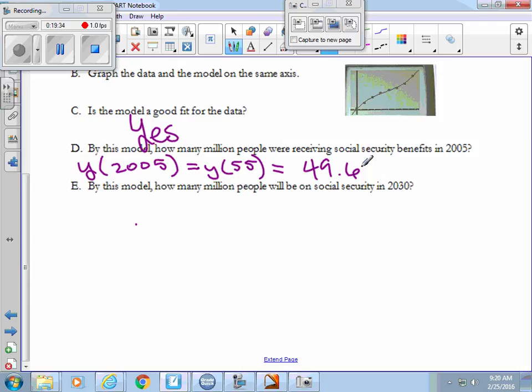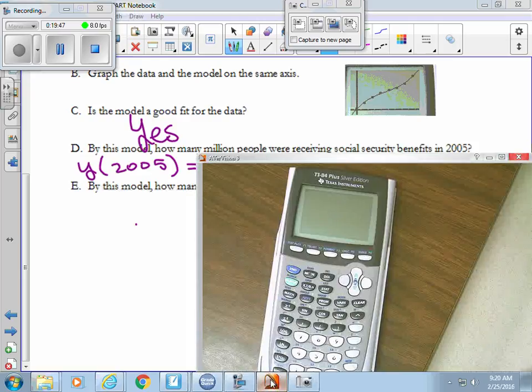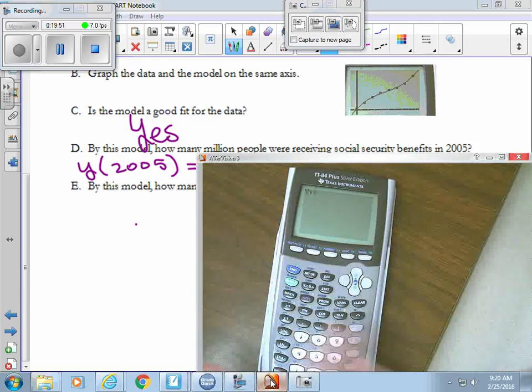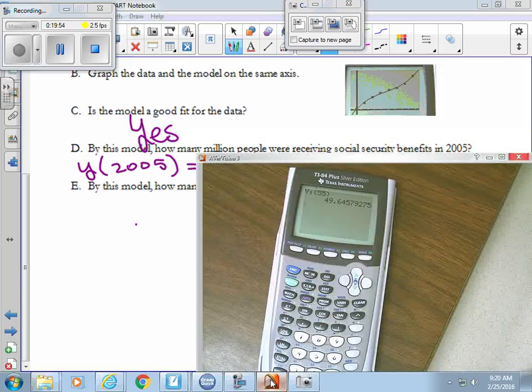Independent. What number did you put in? 55. And if you wanted to do that, by the way, if your table's not set up like this, another way you can type that is you can go to alpha trace, Y1 of 55 on your home screen. Did everyone say hi to that? So Y1 of 55 on your home screen. We'll do the same thing.